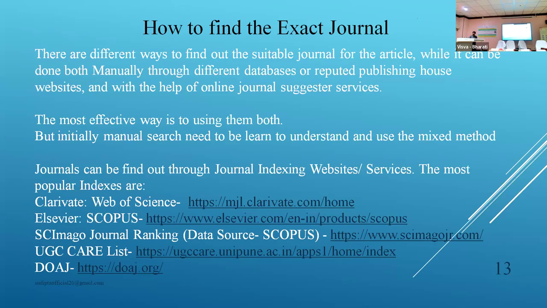How? You search for your article and journal manually, and you also use journal finder tools. Then you come up with an idea of which particular journal is going to fit in my domain. There are a lot of journal indexing websites as well. For example, Web of Science is there, Scopus is there. SCImago Journal Rank is actually using the data source of Scopus.